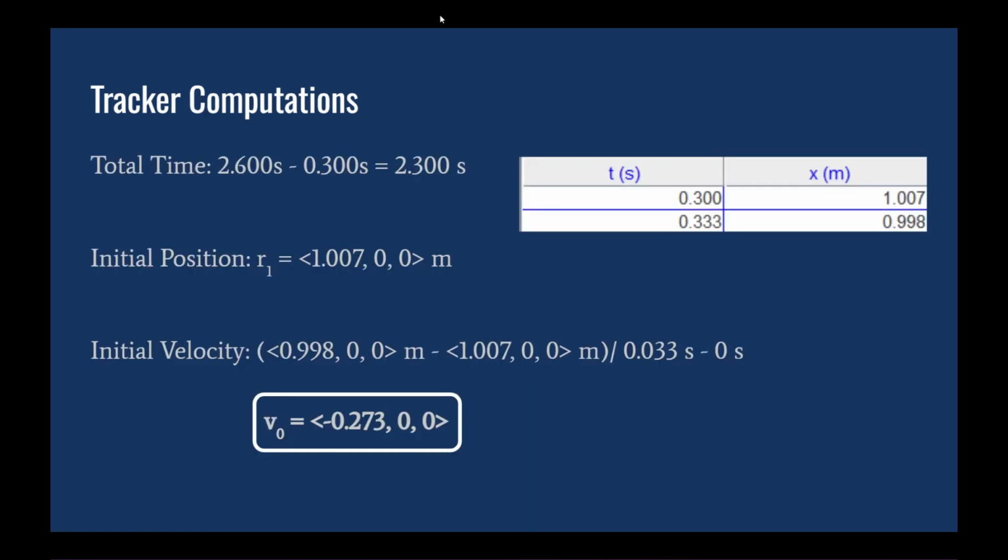So these are the Tracker computations. The total time is the final time minus the initial time, which is 2.3 seconds. The initial position is given by the first x coordinate, and then the initial velocity can be taken by taking the change in position from the first two time frames divided by the change in time, and this gives us our initial velocity.